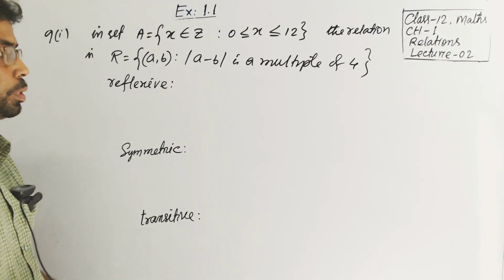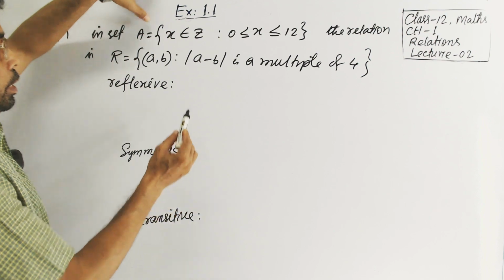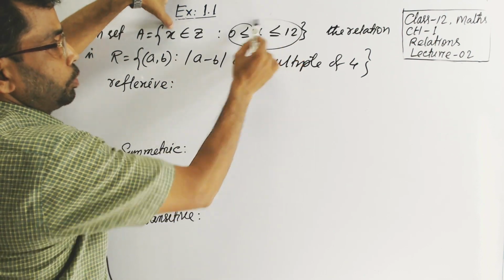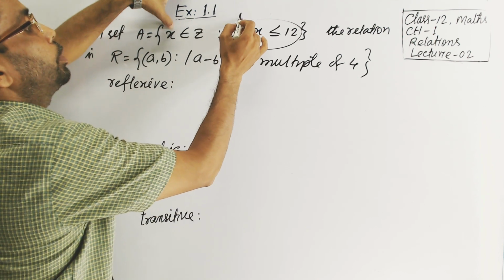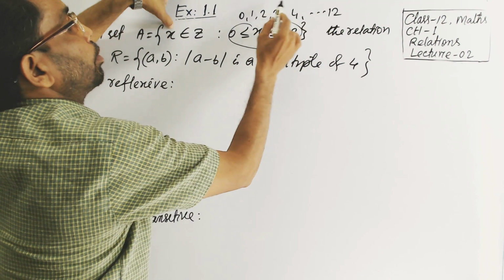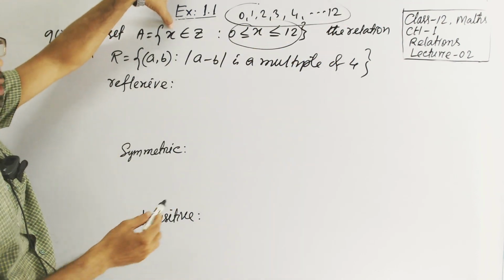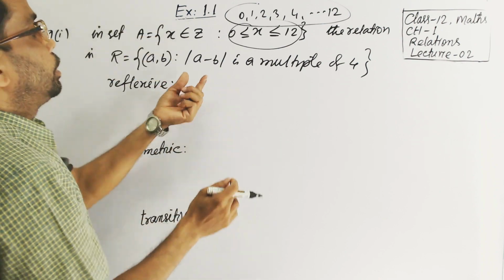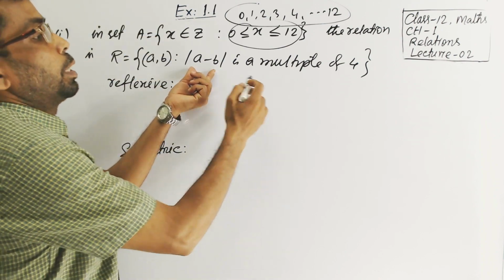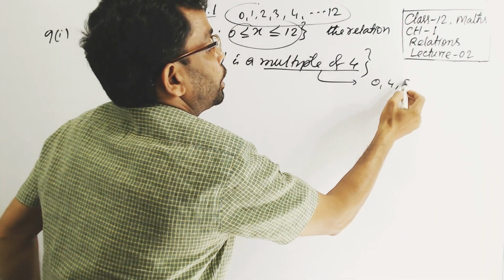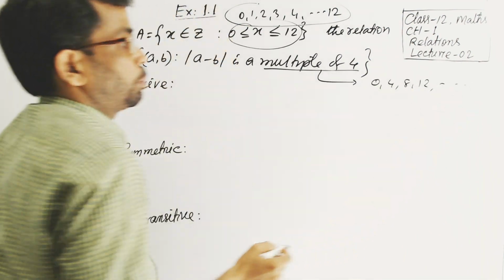The next question is, in set A, x belongs to Z, in which x lies between 0 to 12. That means the elements will be starting from 0, 1, 2, 3, 4 up to 12. These are the elements in the set. And the relation is made by all the ordered pairs in which the difference between the two elements is a multiple of 4. Now multiples of 4 are 0, 4, 8, 12. These are the numbers which are multiples of 4.